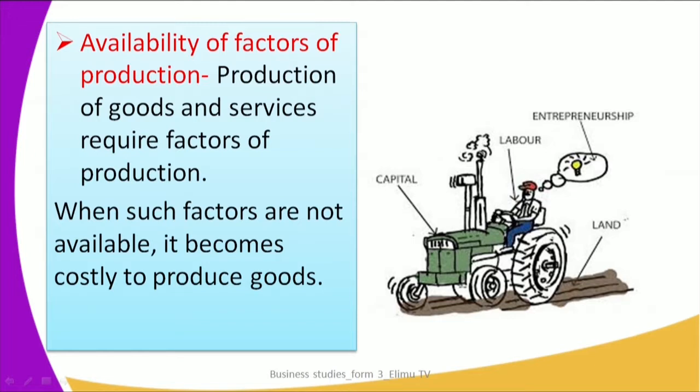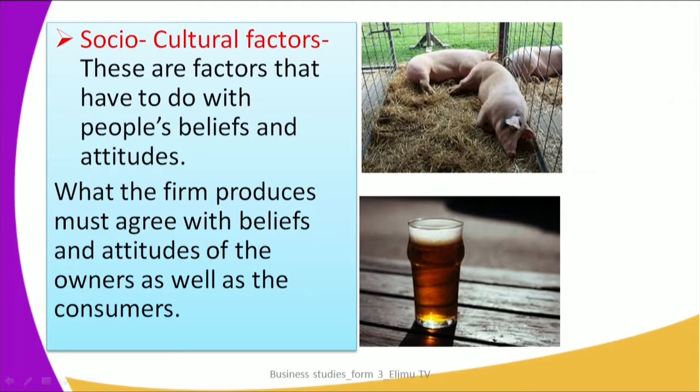So production of goods and services must take place in the presence of all the factors of production. And when such factors are not available, you find that it becomes very costly to produce goods. So before any firm settles to produce a particular product or service, it should ensure that all the 4 factors of production are present to make sure that the product or the service is produced effectively.